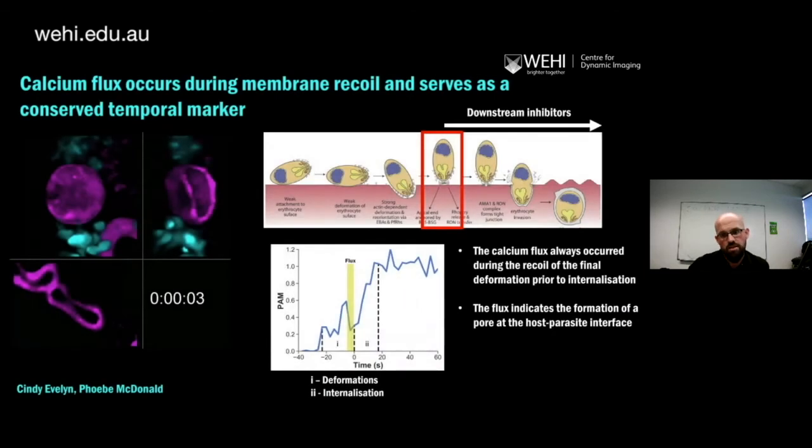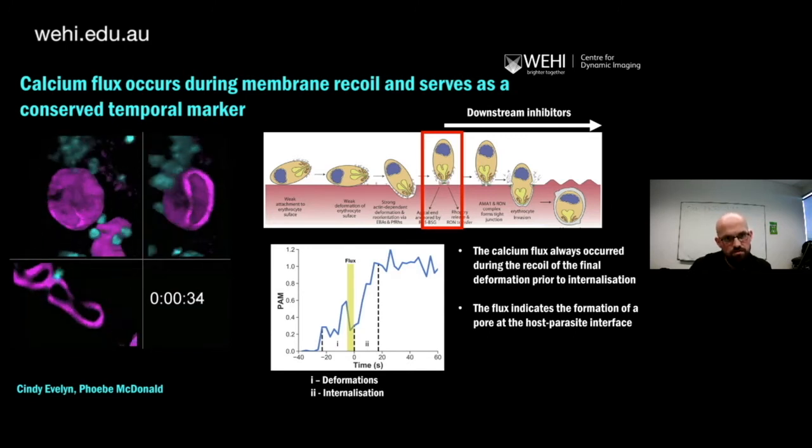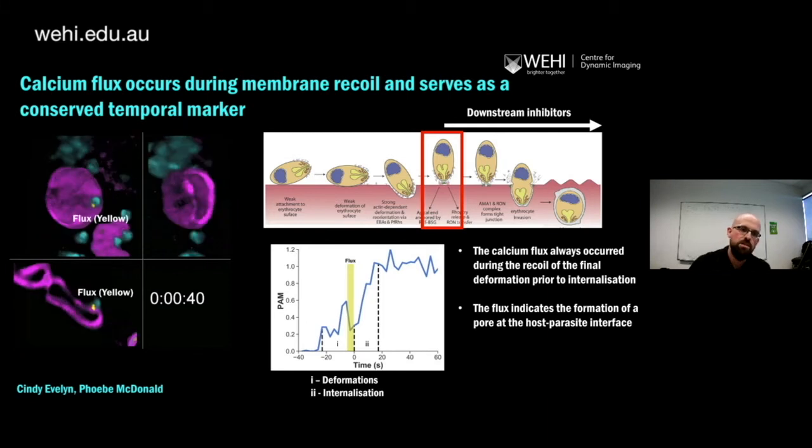Another thing that we then looked at was the role that calcium plays in invasion, because it's been widely reported there's this small punctate calcium flux that happens if you load the erythrocyte with a calcium sensitive dye, and at the point of RH5 basigin interaction, it forms a pore, and then the calcium dye can flush back into the parasite, and you get this bright flux. So here you'll see in this movie, as the parasite deforms the membrane as it comes in from the right-hand side, we get this bright yellow flux, and then the parasite internalizes.